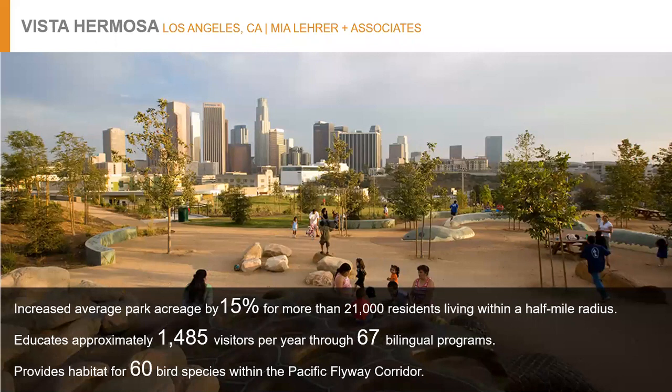Vista Hermosa is another park located in a really park-poor area. It was the first public park built in Los Angeles, in the downtown, for over 100 years. So the park's neighboring community was primarily Latino, and they saw an increased average park acreage of 15%, which is a lot. It doesn't sound like a lot, but it's a lot for those living within a half-mile radius. The park's programs are both in English and Spanish, and they educate almost 1,500 visitors per year. Through citizen science, we also know that the site provides habitat for over 60 bird species within the Pacific Flyway corridor, right in downtown Los Angeles.